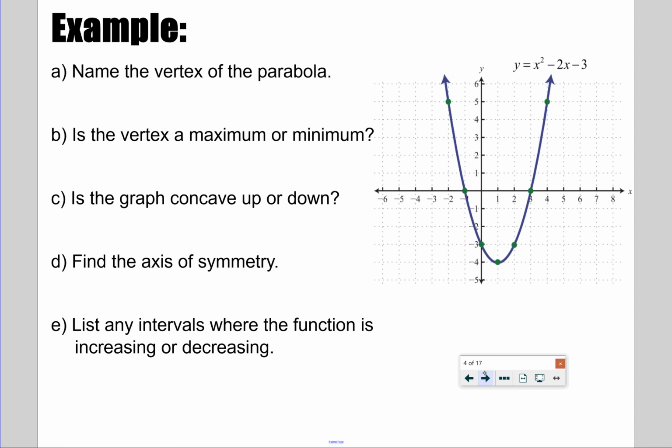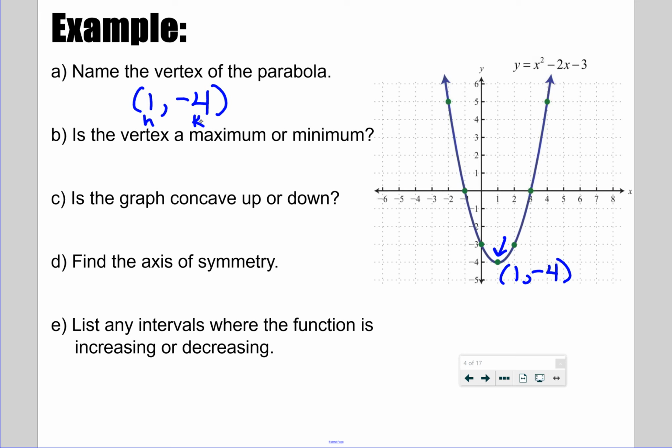Okay, let's do an example. So here we have a parabola that's graphed already for us, and we have the equation. The first thing we want to do is name the vertex of the parabola. So remember, vertex is like the turning point, it's the middle of the parabola, the highest or the lowest value. So we can look at it and say, okay, we have obviously a low value here, and that point is what we're looking for. Here, because we have the graph, we can just name it. It is the point (1, -4). So we would say that 1 is the h and -4 is the k.